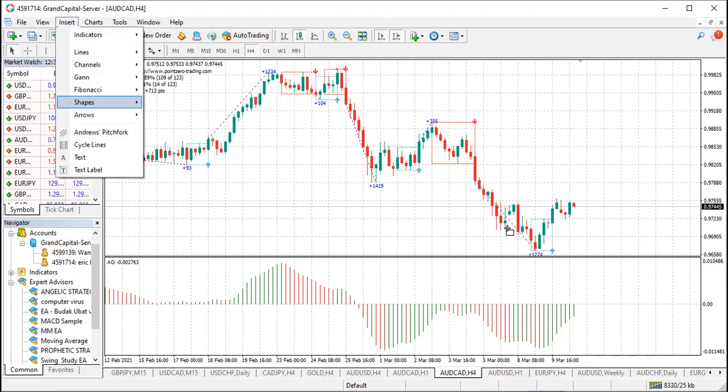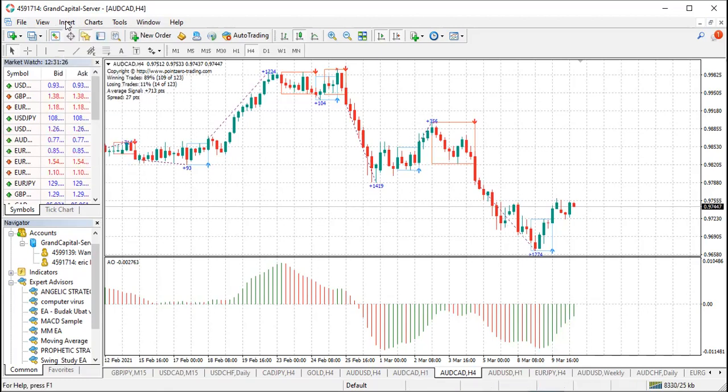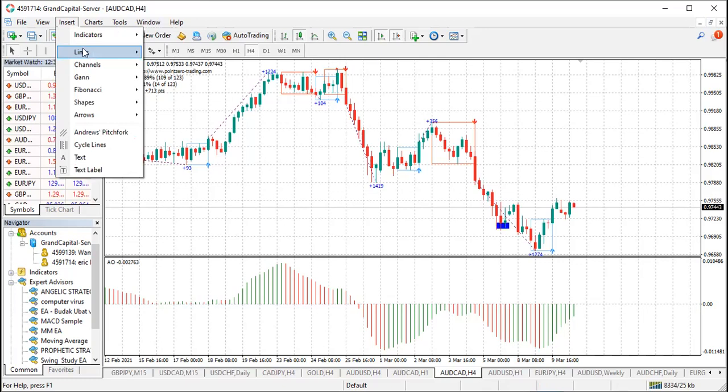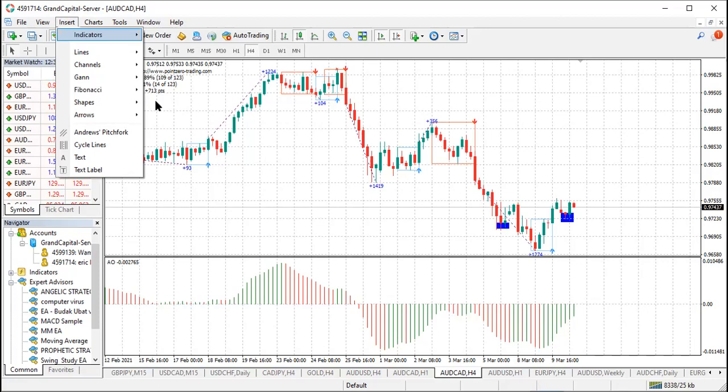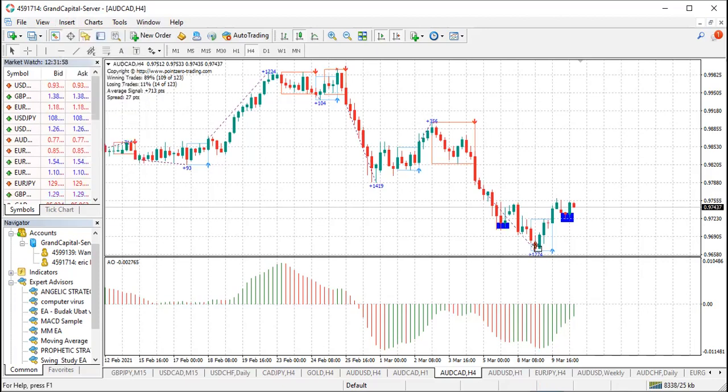Inverted head and shoulder. You can see this one, the first shoulder is here. Then here's the second shoulder. Let me shape the second shoulder, at least everyone should see it. Here's the second shoulder. Then here's the head of the inverted head and shoulder. Here's the head.